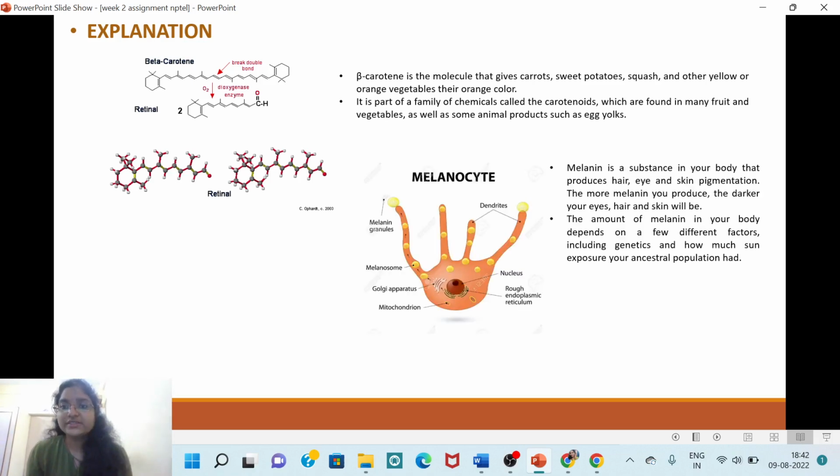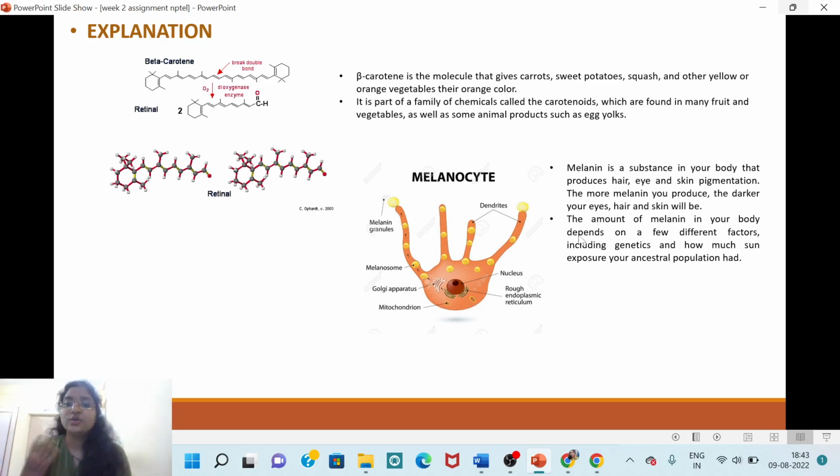Moving on to the next one, melanin. Melanin is also a natural pigment produced by our hair, eyes, and skin. The more melanin you produce, the darker are your eyes, hair, and skin. Melanin gives color, right? The more melanin you have in your body, the more impact it has on the color of your eyes, hair, and skin.